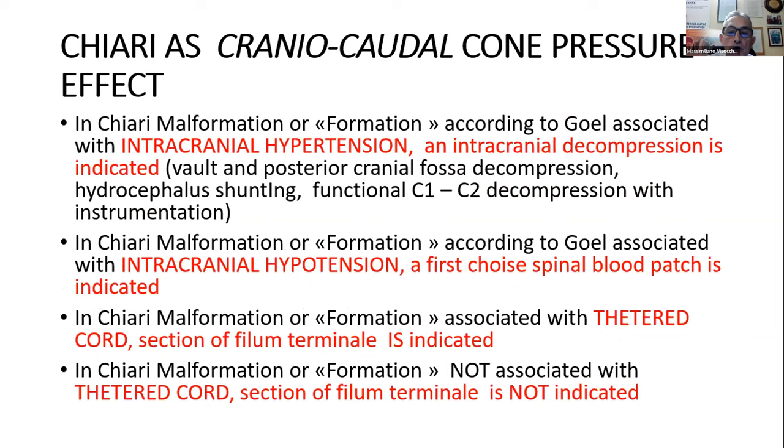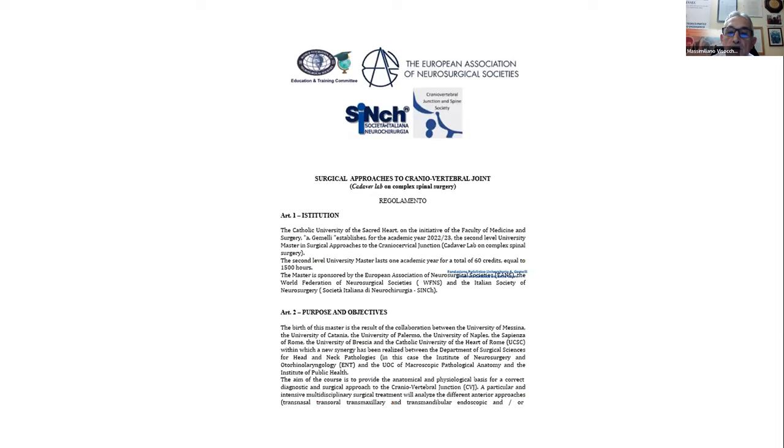When we deal with intracranial hypertension, intracranial decompression is indicated, hydrocephalus shunting or craniectomy in case of craniosynostosis. Finally, when we deal with a tethered cord associated with tonsillary herniation, section of the filum terminalis is indicated. Otherwise, when we do not document any tethered cord at our neuroradiological assessment, section of the filum terminalis is not indicated. This is our master on the craniovertebral junction.